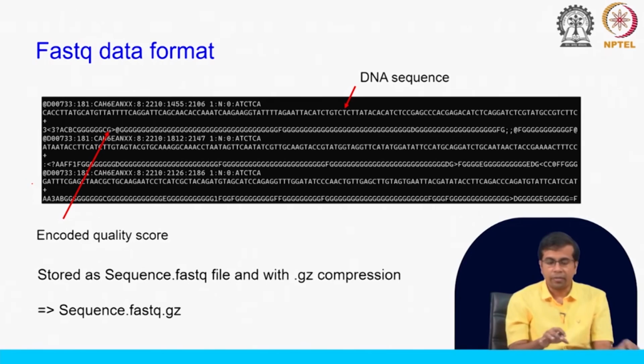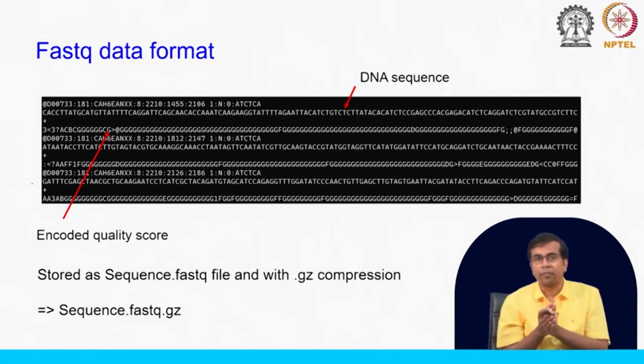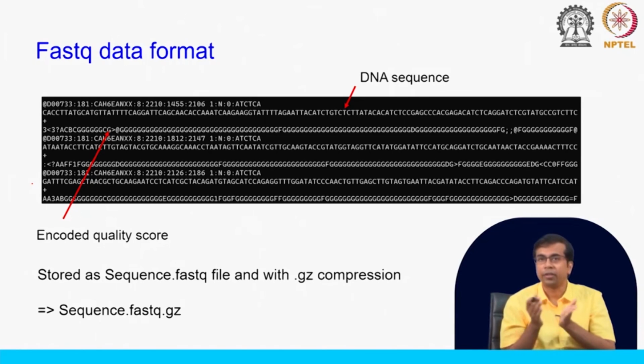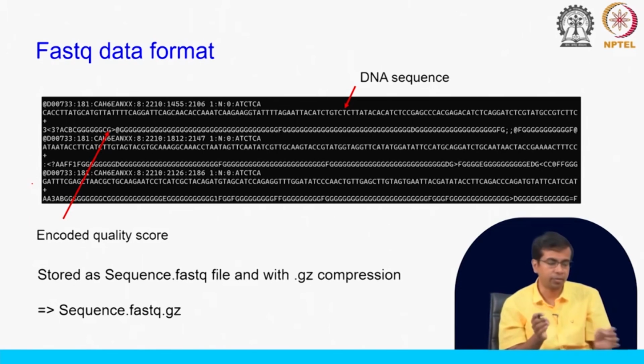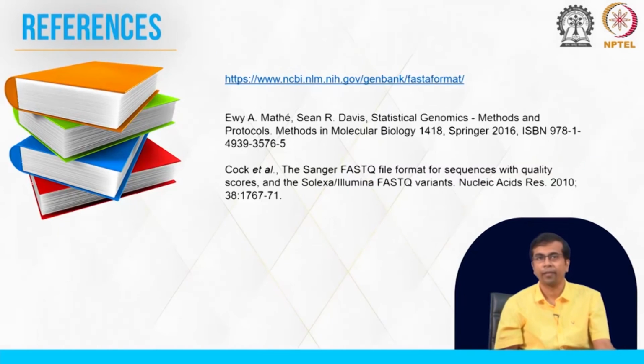So, what you will see, like most of these files, they come in this sequence dot FASTQ format. So, the name will be some sequence name dot FASTQ, and most of the time they are also stored with this .gz compression. So, this is a compression in Unix, and this also again reduces the file size. So, the final file name would be sequence dot FASTQ dot gz, right. This will be useful when we actually do the hands on tutorial.